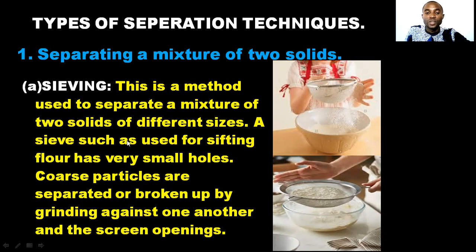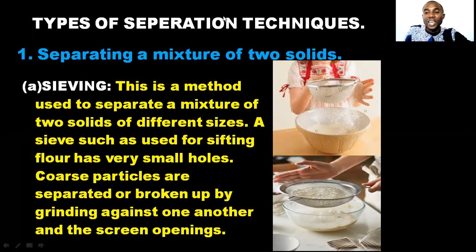A sieve such as used for sieving flour has very tiny holes. Coarse particles are separated or broken up by grinding against one another, and the screen opening.